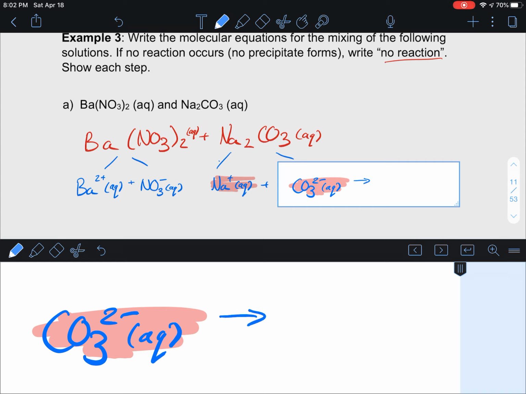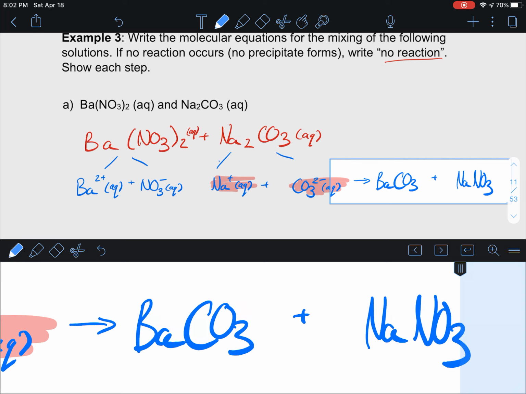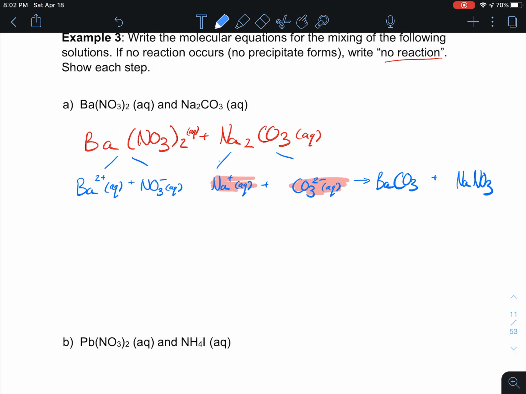So let's see what would happen. Let's mix the barium with the carbonate and the sodium with the nitrate. And now I go and check my rules. I know that sodium nitrate is aqueous because sodium and the nitrate ion both form aqueous compounds. And I'm going to go back up to my ion rules and look at that carbonate rule, because I need to check one thing.